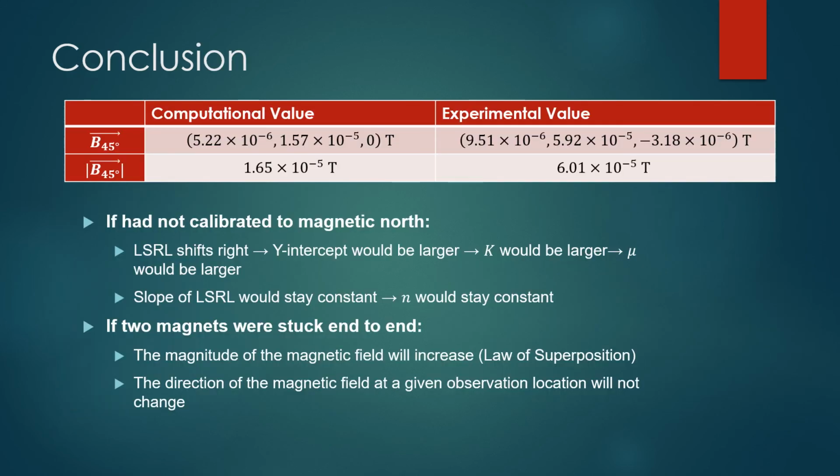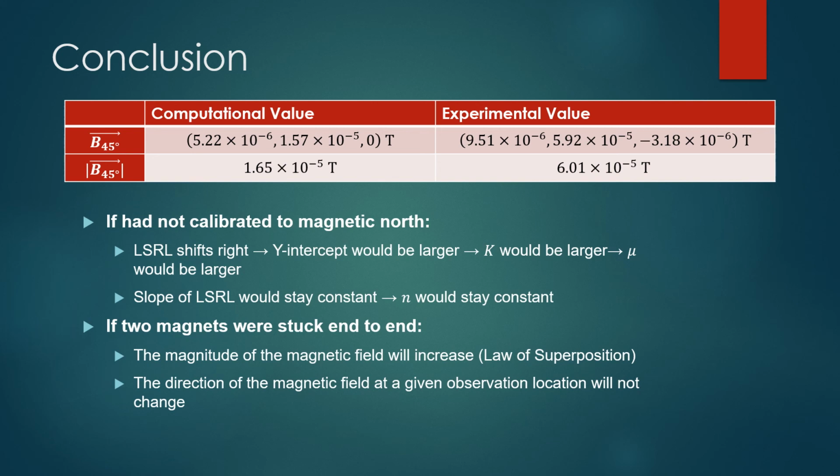From this table, we can see that the magnitude of the experimental value of the magnetic field off-axis is larger than the computationally calculated value. We can also see that the experimental value has a z component, whereas the computational value does not, indicating some experimental error.